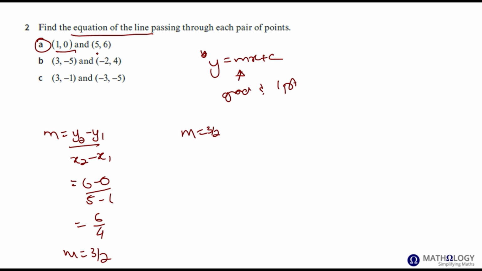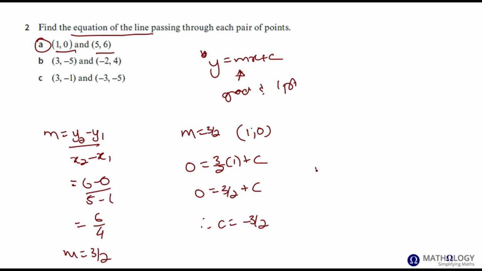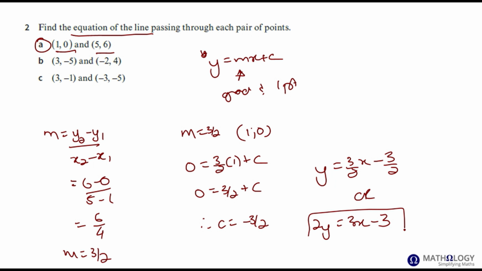We can use either point to substitute into y equals mx plus c. So we're just going to use (1, 0). Therefore 0 equals 3 over 2 times 1 plus c. So c is minus 3 over 2. The equation of the line is therefore y equals 3 over 2 x minus 3 over 2. A better form would be 2y equals 3x minus 3. And this is the equation of the line passing through the points (1, 0) and (5, 6).